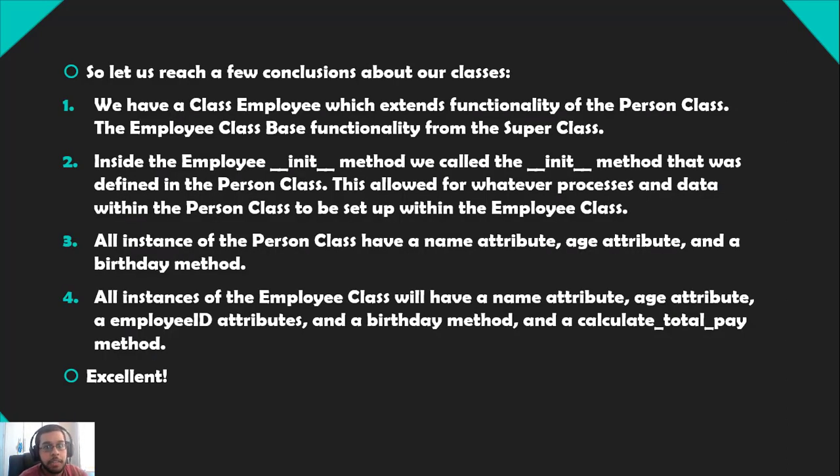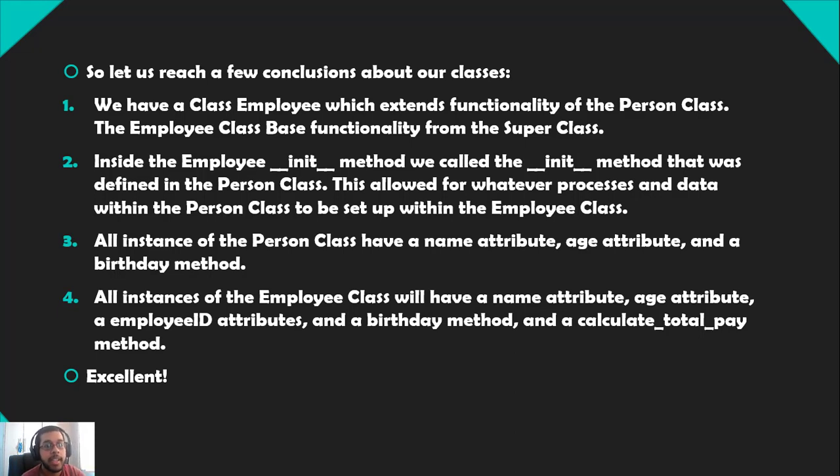So let us reach a few conclusions about our classes. Number one, we have a class Employee which extends the functionality of the Person class. The Employee class gets base functionality from the superclass. Number two, inside the Employee init method, we called the init method that was defined in the Person class. This allowed for whatever processes and data within the Person class to be set up within the Employee class.